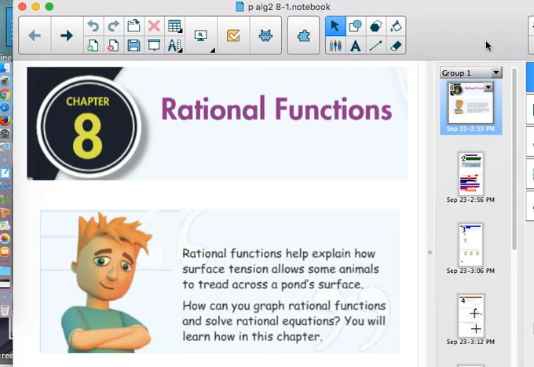So rational functions, the root word of rational freaks people out because it's ratio, which means fraction in math. But these are some pretty cool and basic relationships that we see with division. It's what we need to study. So rational functions help explain how surface tension allows some animals to tread across a pond's surface. There are animals that walk on water.